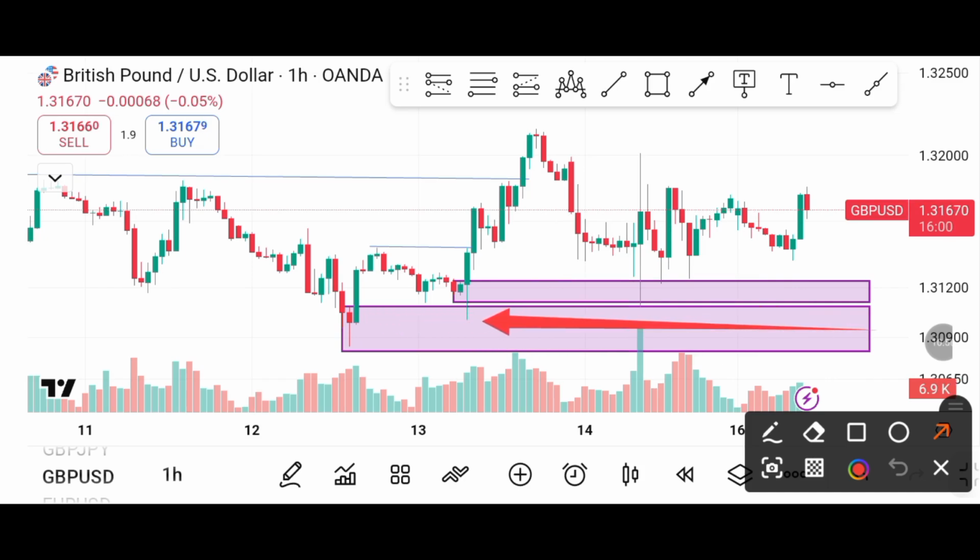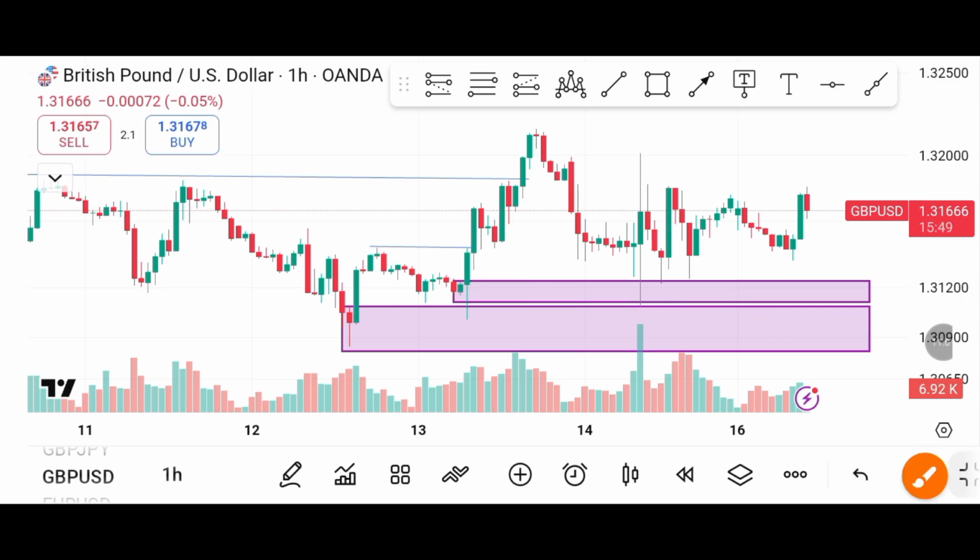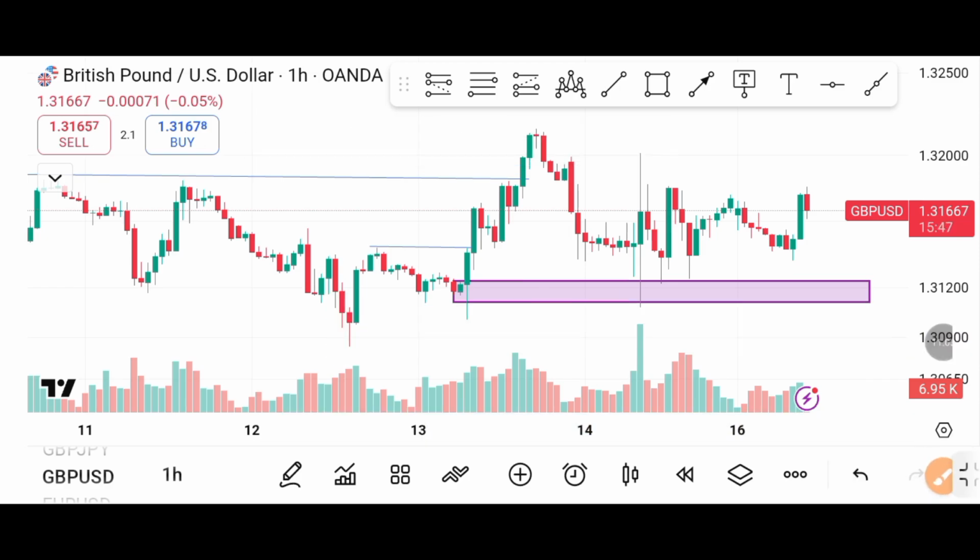So this order block is no more relevant. So we're going to remove it. This order block as well, we marked out here. Price already splashed into it as well. So both order blocks might be important but no more relevant because price already tapped into them. So this is how you take care of a chart.